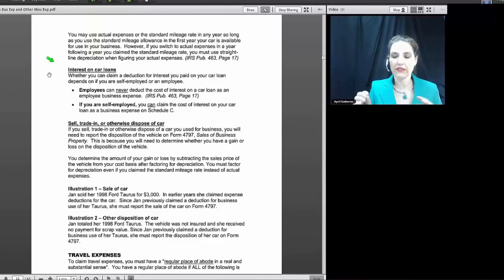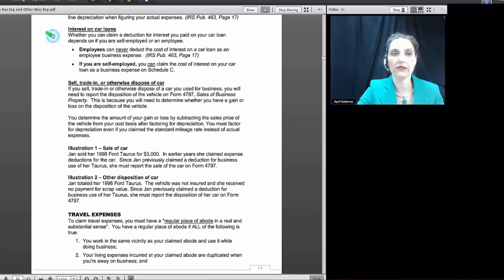So the rule for the standard mileage rate is the car is available for use in your business. The first year that it's available for use, you have to use standard mileage rate. Any year after the year you use standard mileage rate, you're eligible to use either standard mileage or actual, but if you use actual, you have to use straight line depreciation. And then if you purchase a car and the first year you use it in your business is a year where you claim actual expenses, then you cannot revert at a later point to the standard mileage.